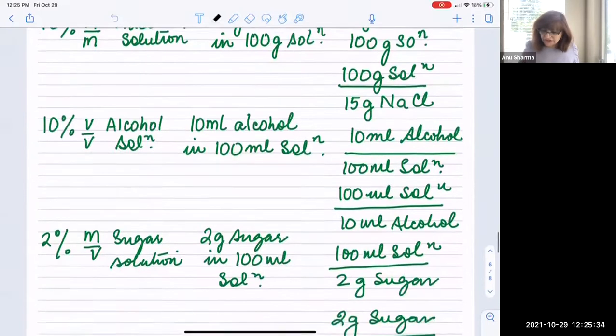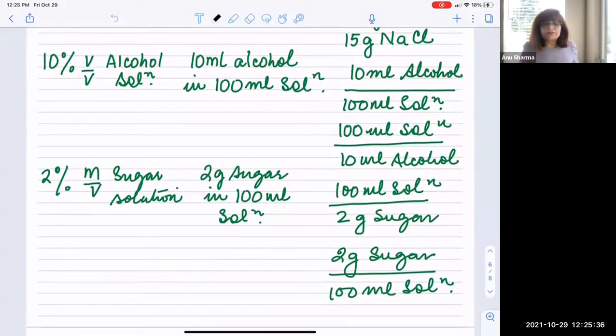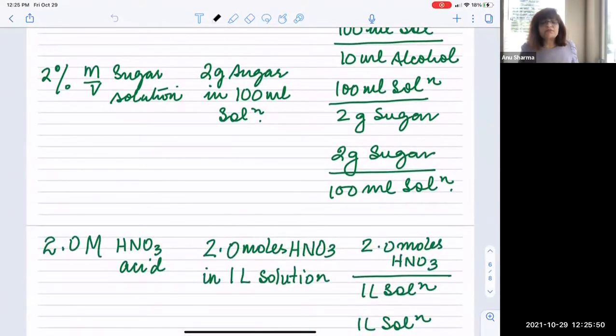Similarly, a 10% volume by volume alcohol solution means 10 milliliters of alcohol is dissolved in 100 milliliters of the solution. And that is 10 milliliters of alcohol over 100 milliliters of the solution, or vice versa. Same story with mass by volume. So 2% mass by volume percent, in this case a sugar solution, means that there is 2 grams of sugar dissolved in 100 milliliters of the solution.